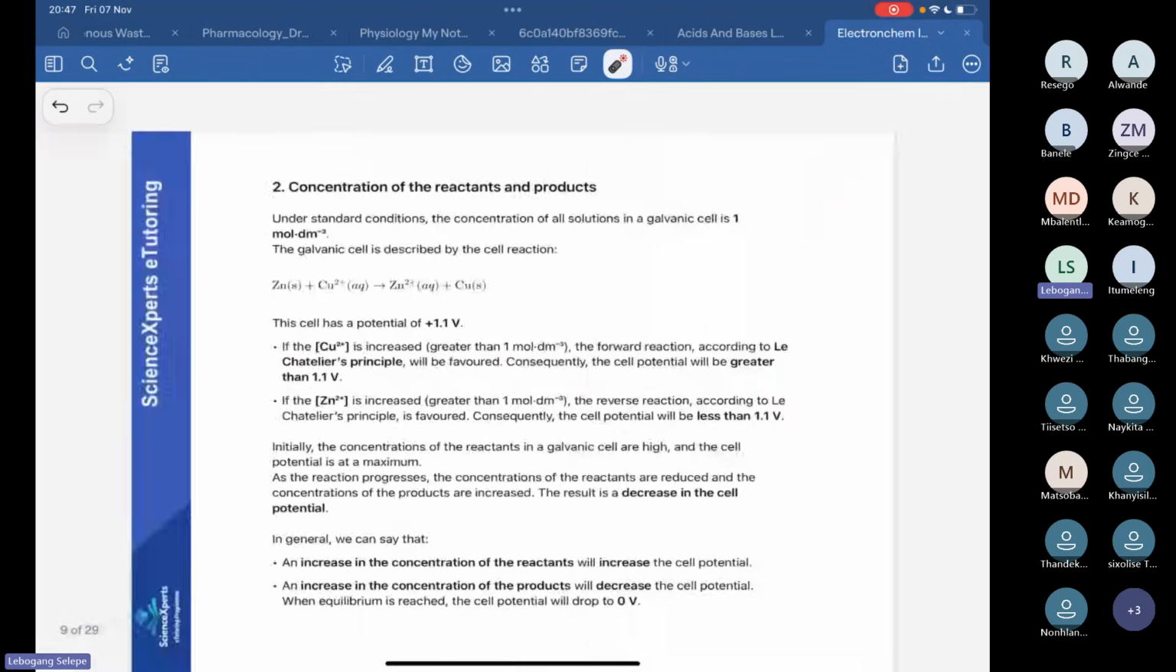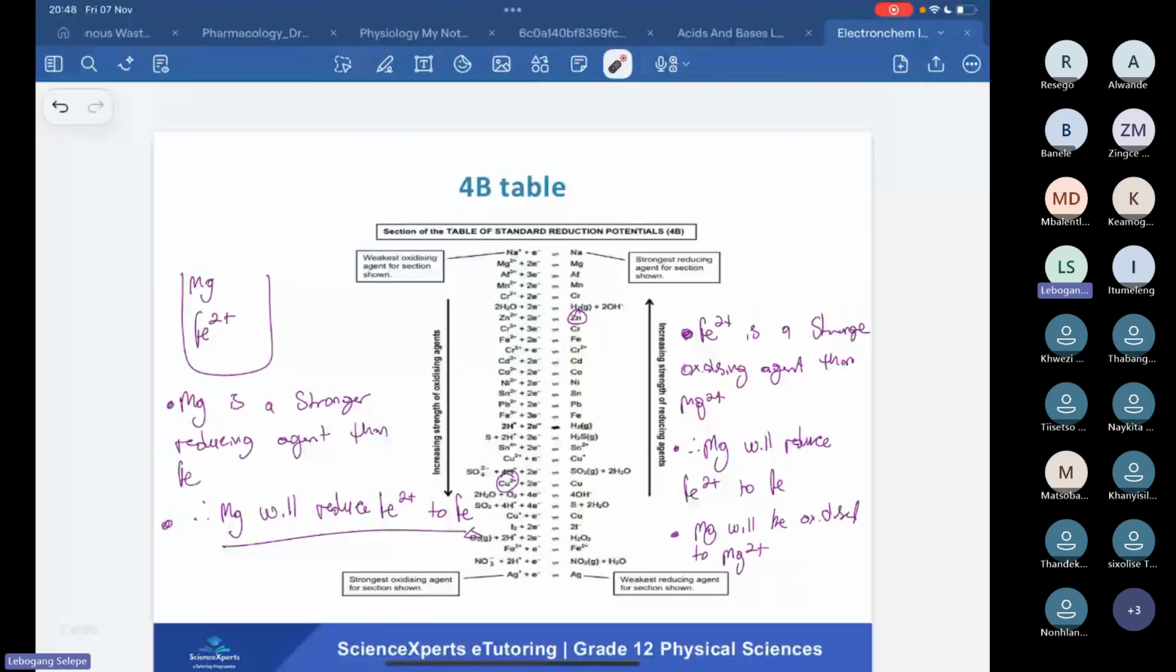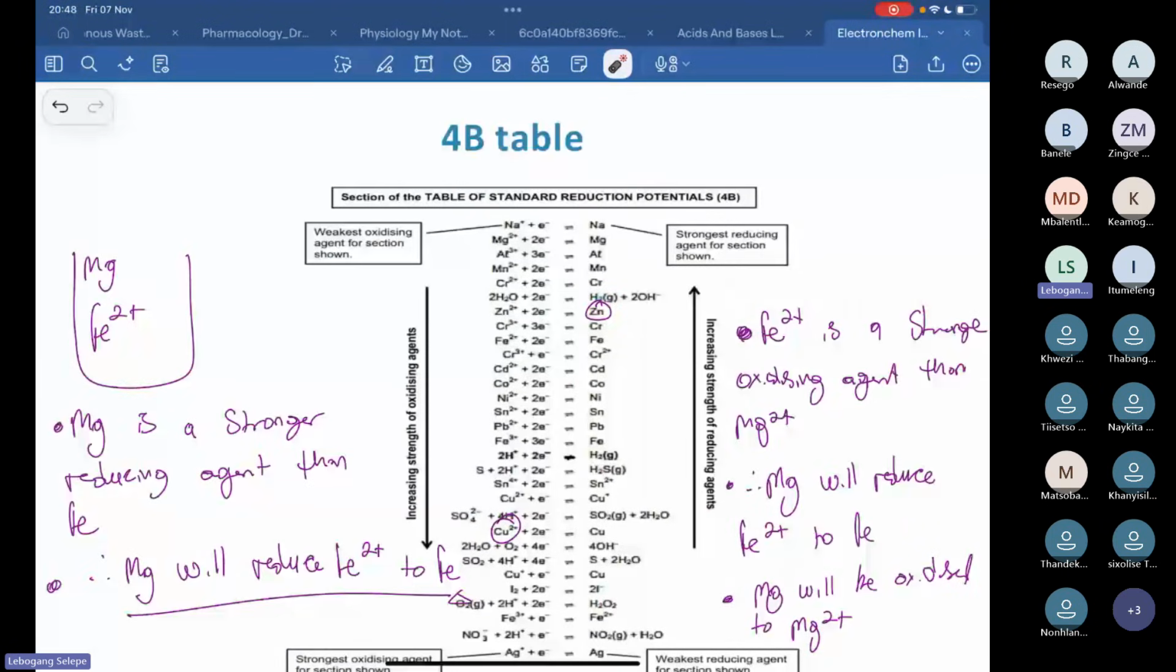So now, for the fact that Zn is a stronger reducing agent than Cu, we need to state which species would be oxidized or reduced. It means that Zn has the ability to donate its electrons to Cu2 plus. Therefore, Zn would donate its electrons to Cu2 plus. Therefore, Cu2 plus would be reduced because it would be gaining those electrons. Reduced to what? It would be reduced to Cu. That's another mark.